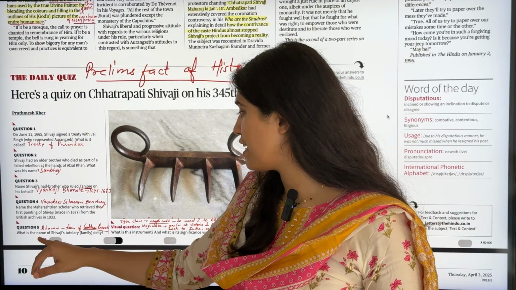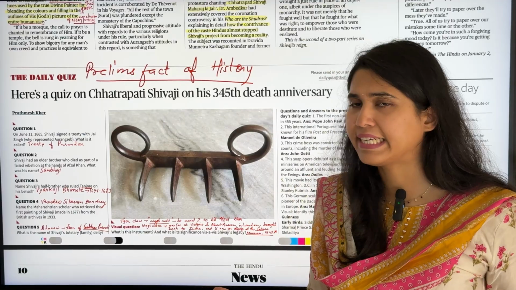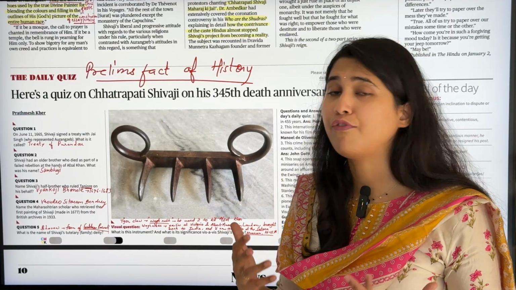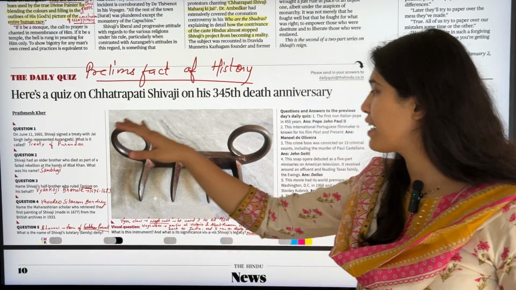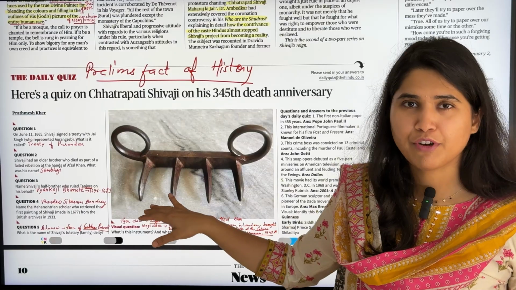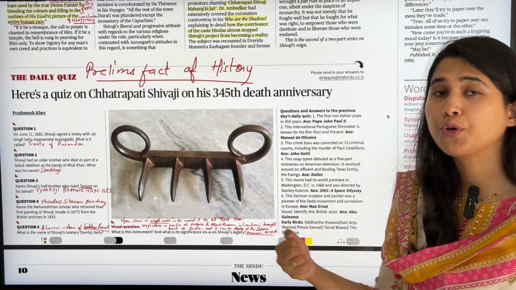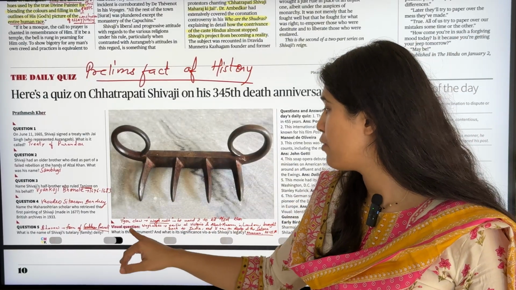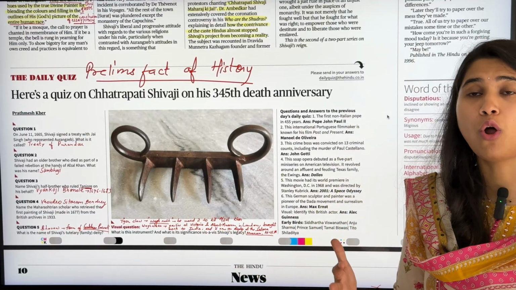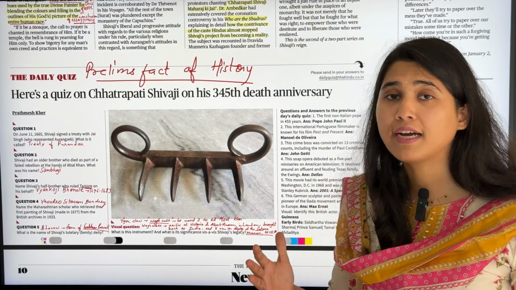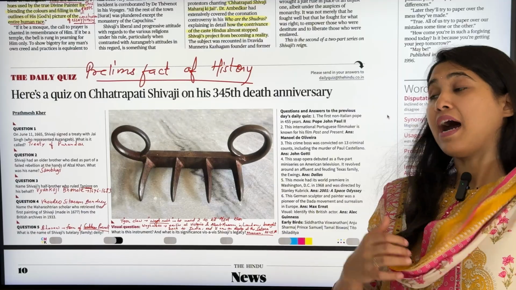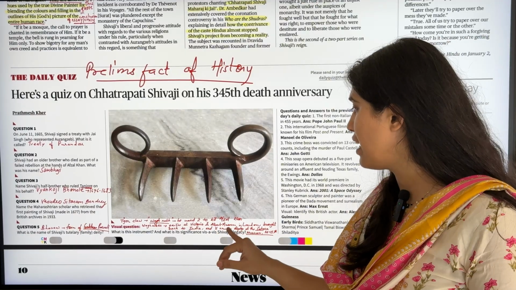What is the name of Shivaji's family deity? They worship Bhavani, which is a form of goddess Parvati. The most interesting thing is this tool which Shivaji used during wars. What is this instrument called? It is the tiger claw, called in Hindi Bagh-Nak. He used it to kill Afzal Khan.